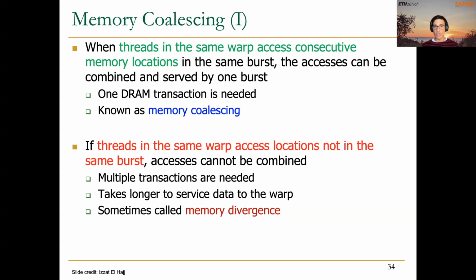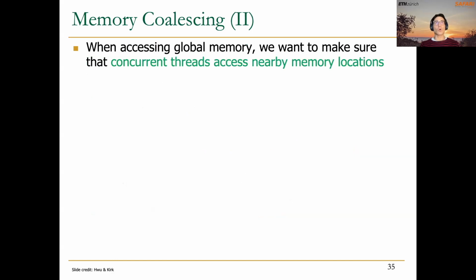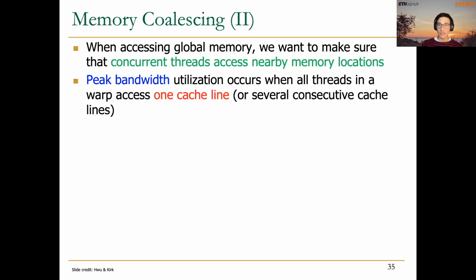So that's the difference between a coalesced access and an uncoalesced access. Let's take a closer look at this by discussing what the accesses to memory look like. When accessing global memory, we want to make sure that concurrent threads access nearby memory locations. That's the way of achieving peak bandwidth utilization, when threads belonging to the same warp access one single cache line or several consecutive cache lines.